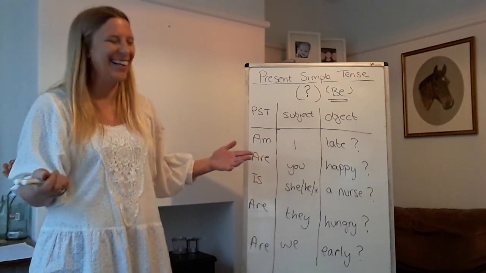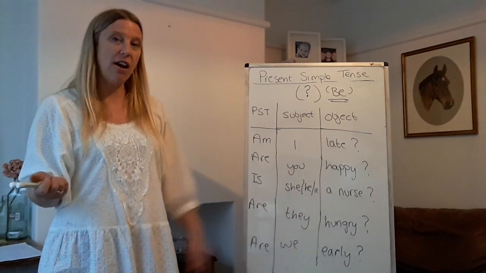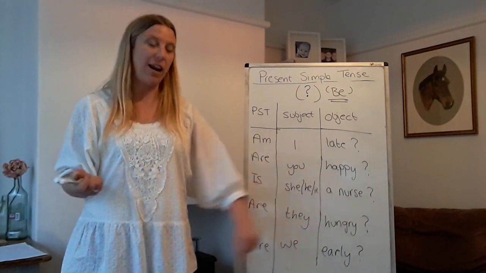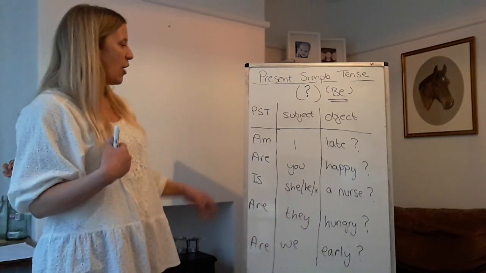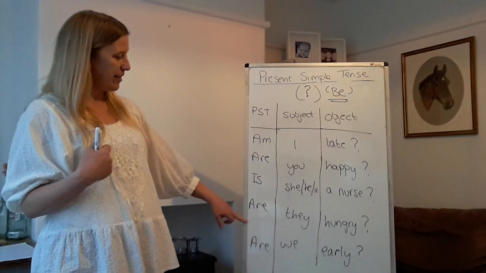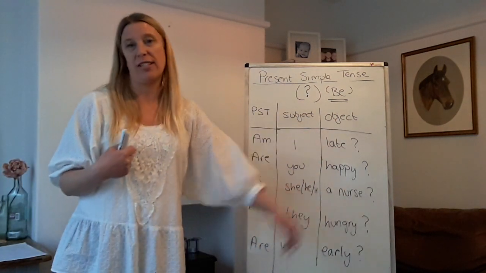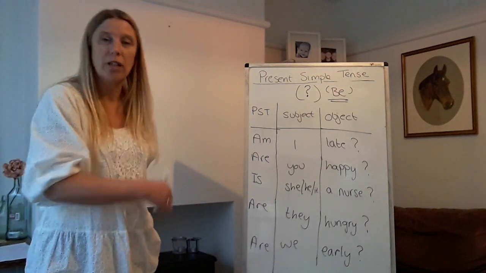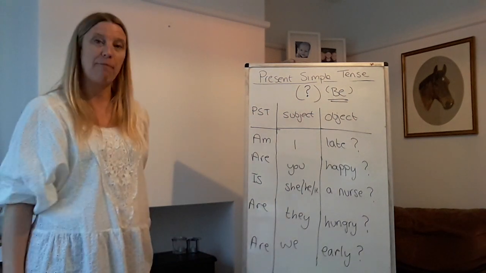Probably, usually. Are you happy? Is she a nurse? Is he a nurse? Are they hungry? Are we early? Okay, so we use the present simple tense form of the verb be, plus the subject, and then the rest of the sentence. So with be, it's different. With everything else, we have to use do plus the subject plus the infinitive. But with be, it's different.